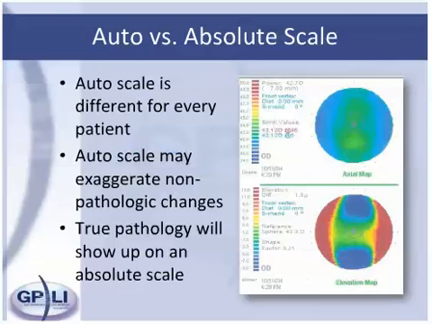When analyzing a corneal topography, it is important to know whether you're using the auto scale or the absolute scale. The auto scale is different for every single patient. Therefore, an auto scale may exaggerate non-pathologic changes, such as changes in the tear film. True pathology will show on an absolute scale.